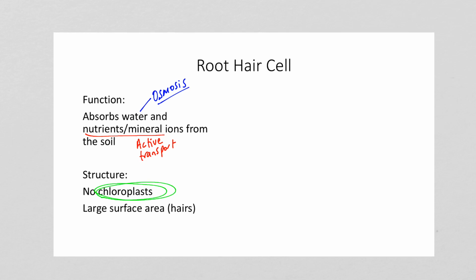Why doesn't it have chloroplasts? Why is that obvious? Because it is underground, so there's no light. It'd be quite wasteful of the plant to build chloroplasts in its root cells because there's no light, so it can't do photosynthesis, so it's completely pointless to have them there. It also has a large surface area. There's that word surface area again, which are the hairs.